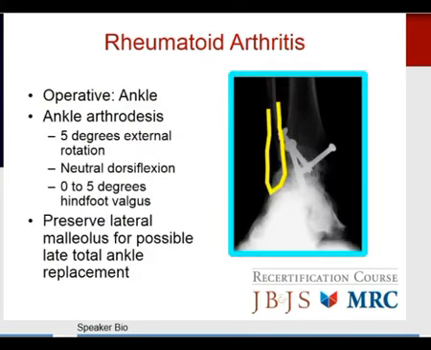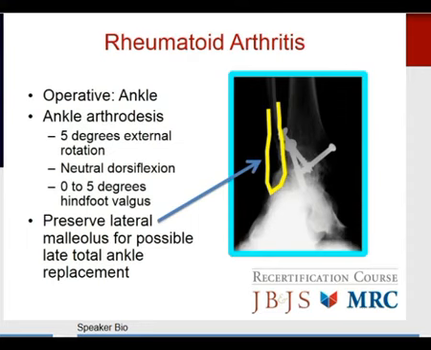If the ankle is involved in a rheumatoid disease, the primary treatment for isolated ankle pathology may or may not be, but for your test should be ankle arthrodesis. We put that in a little bit of external rotation and neutral alignment thereafter. Again, a little bit of valgus to unload Chopart's joints so these patients can accommodate uneven ground. It's really critical as a part of this deal. And we also want to make sure that we preserve the lateral malleolus for a possible late total ankle arthroplasty.